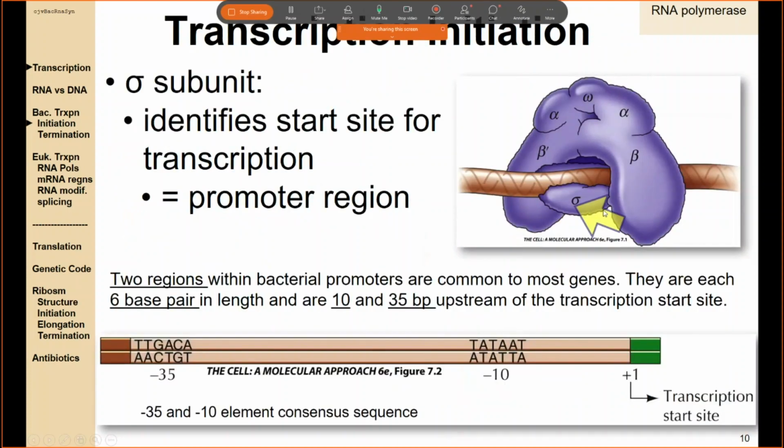Okay, so the sigma subunit binds, and it identifies the start sequence, the promoter region. Okay, here is a consensus sequence for the promoter region.